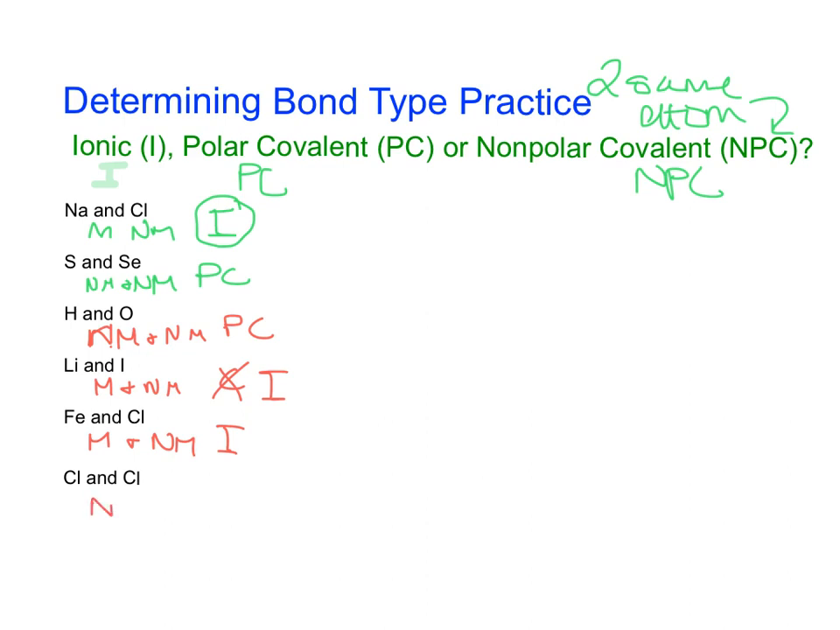So I've got chlorine, if you look it up, it's a nonmetal. So I've got a nonmetal and a nonmetal. So it's definitely going to be covalent this time. The question is, if they're both the same with identical electronegativities, they would share perfectly evenly. So it's actually nonpolar covalent.